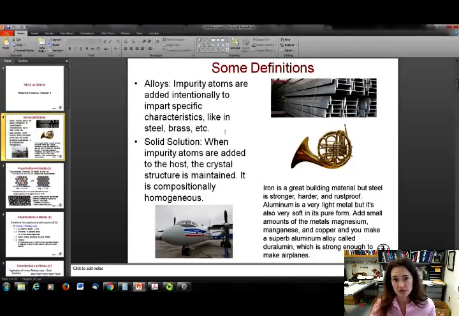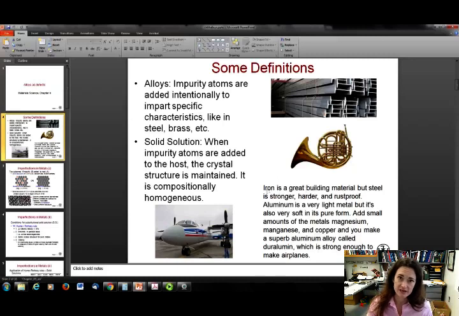So for example, instead of iron, you might want steel, so it's more resistant to rusting. Instead of copper, you might want brass, so that it's a little tougher and harder. Instead of aluminum to make your airplane out of, you might want duralumin. You might not have heard of this one. This is a particularly cool alloy that they make airplanes out of.